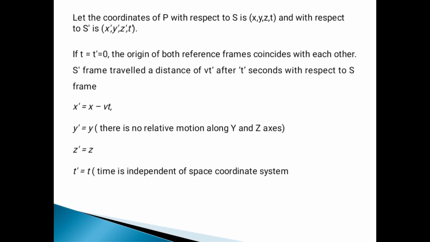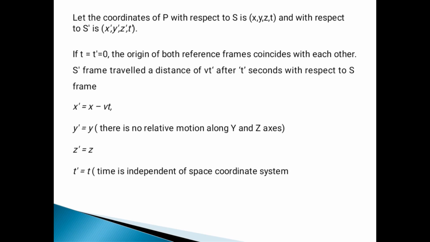prime and t prime. There is no relative motion between S and S prime along the axes of y and z as well. Hence we have y equal to y prime and z equal to z prime. Then the time proceeds at the same rate in both frames. That is t equal to t prime equal to 0. The distance moved by S prime in the positive x direction in time t is equal to vt. So the x coordinates of the two frames differ by the term vt. Hence x prime equal to x minus vt.